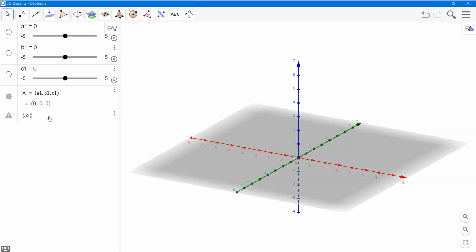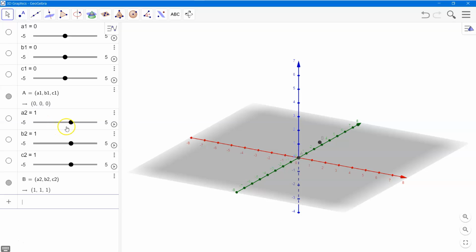So let us say A2, B2, C2, and let's say this is on the Z axis: 0, 0, and let us say this is 5, right? So this is the axis and this point is on the axis. The vertex is at the origin. Now we require one more variable. Let us say A.